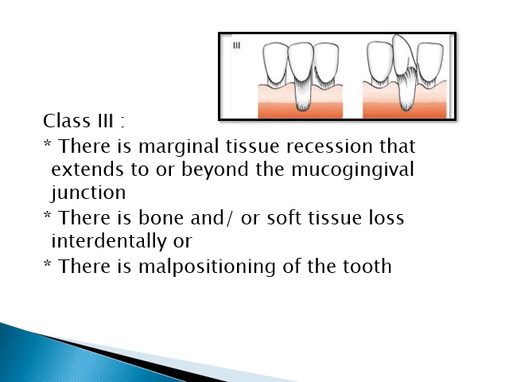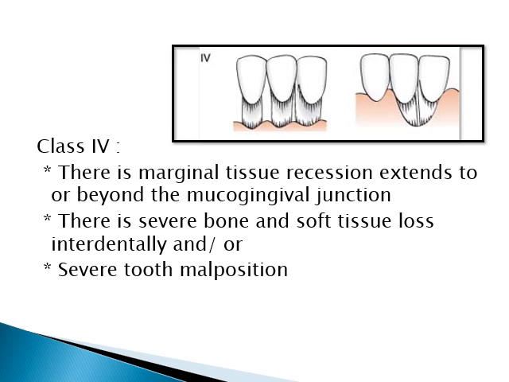There is bone and soft tissue loss interdentally, but not severe. There is malpositioning of the tooth. Class 4, there is marginal tissue recession extending to or beyond the mucogingival junction with severe bone loss and severe soft tissue loss interdentally with severe tooth malposition.